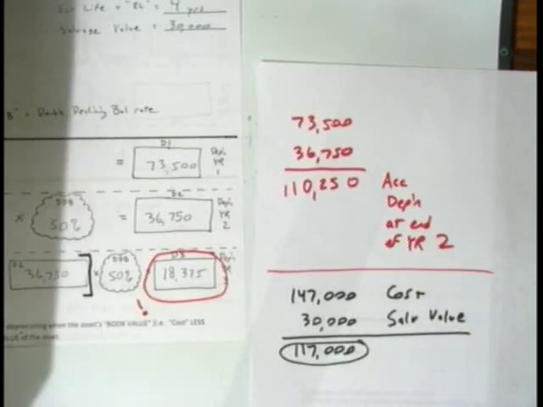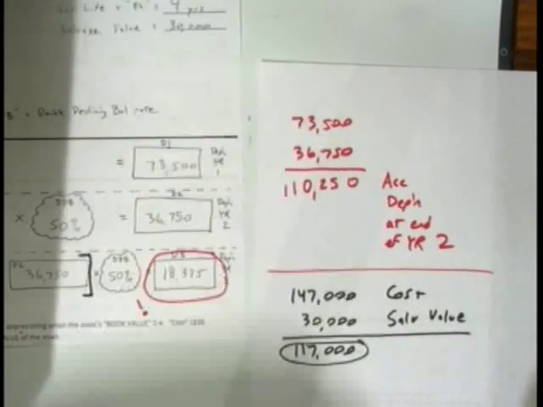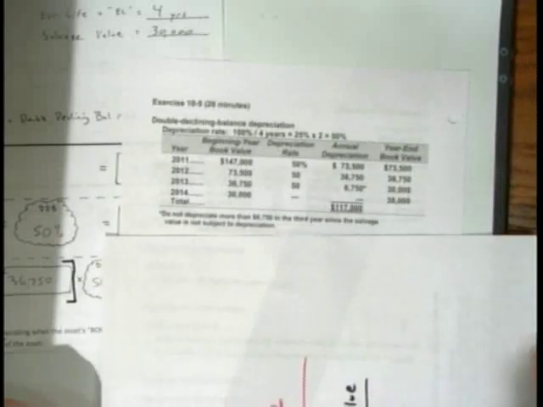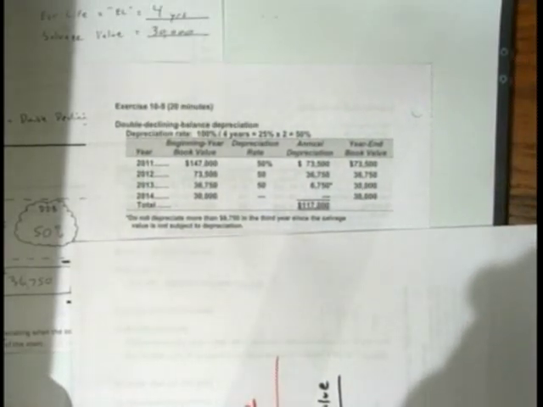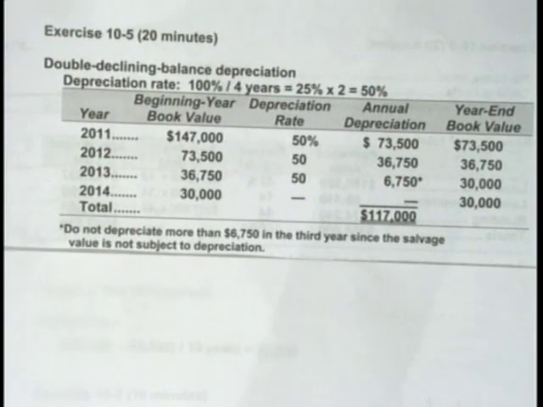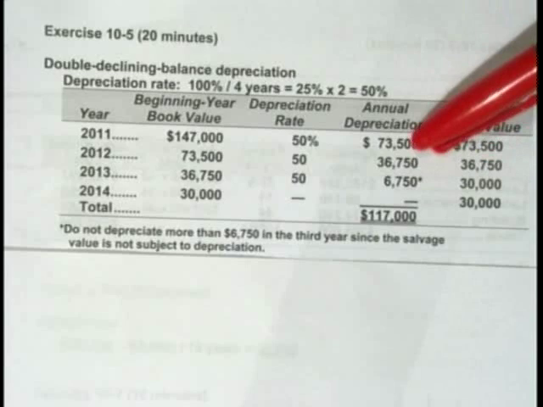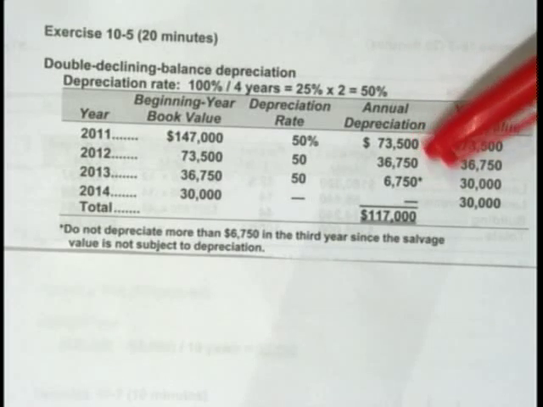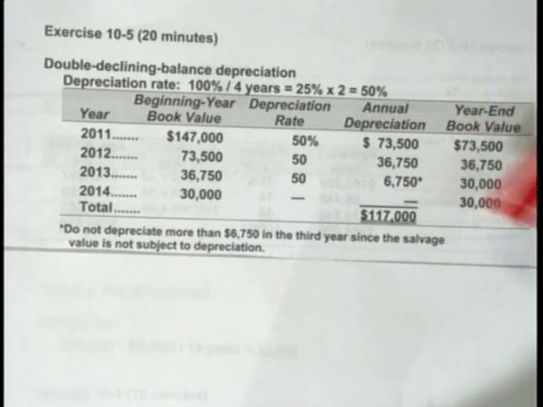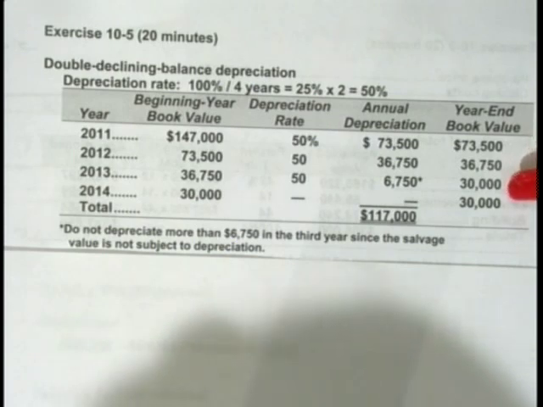So let's switch over to this one. If you look at our depreciation table, we saw that our annual depreciation in year 1 was $73,500, and in year 2 it was $36,750, and then $6,750 is the forced amount. That's all we can take. Because look at the book end-of-year value now. It's $30,000, right? Isn't that our estimated salvage value? So we're done depreciating, aren't we?